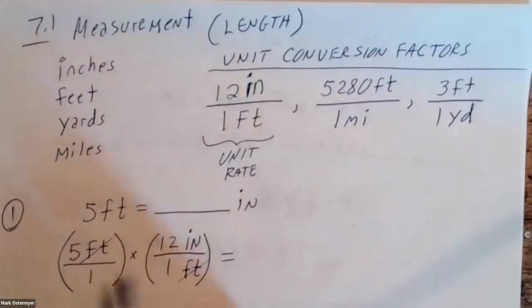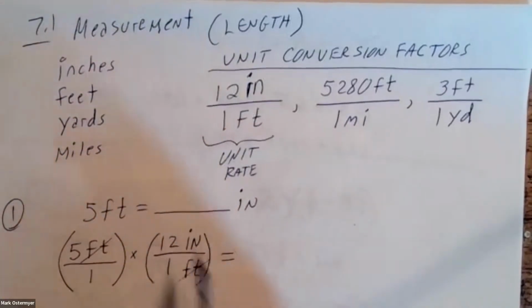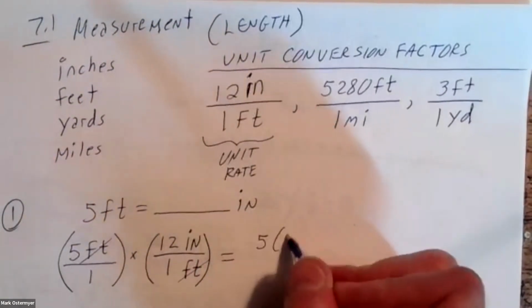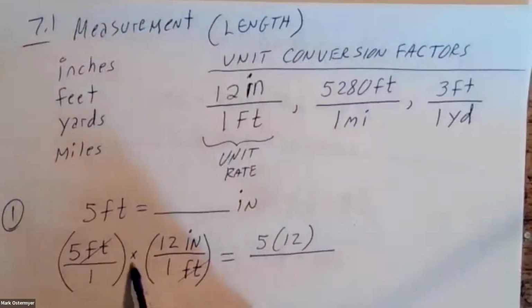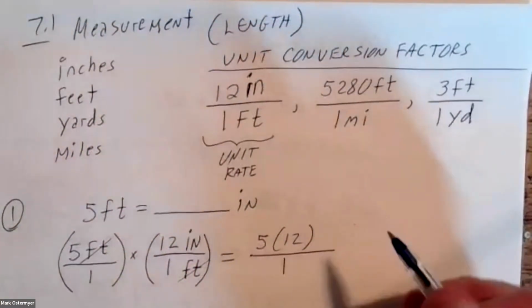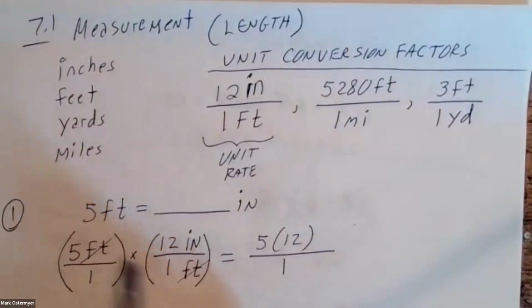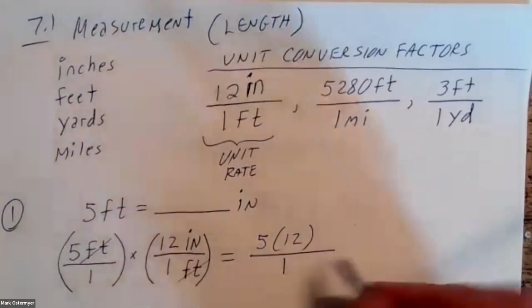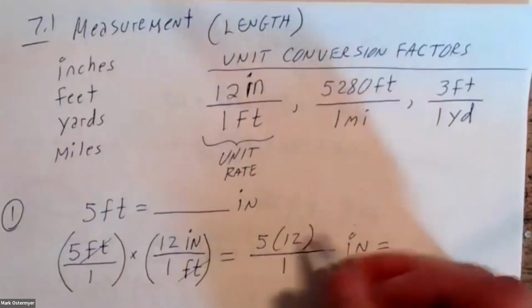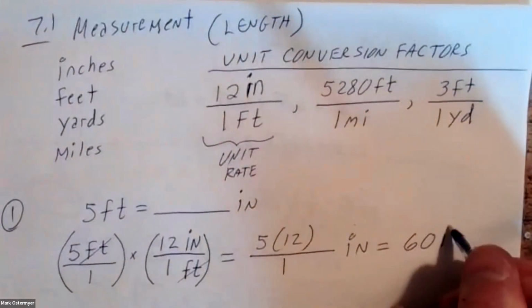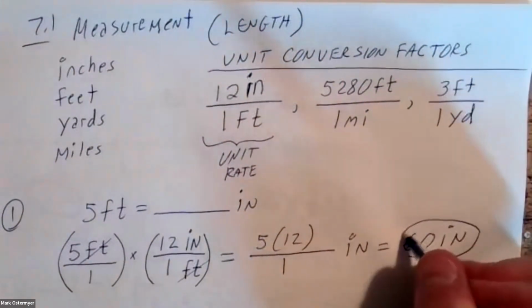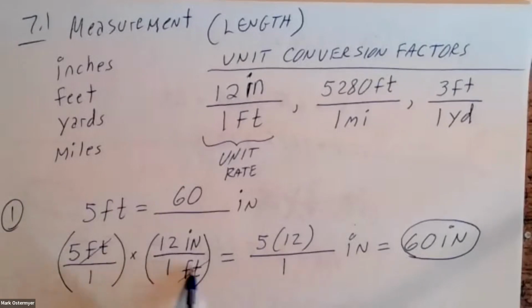So now we're going to multiply these fractions together, 5 times 12, and we're going to place that over what? 1 times 1. And now what would our units be? Feet are gone. They cross canceled out. We're left with what? Inches. What's 5 times 12? 60. We have discovered that 5 feet is equal to 60 inches. That's how you formally convert. It's called dimensional analysis, the method I just showed you for converting here.